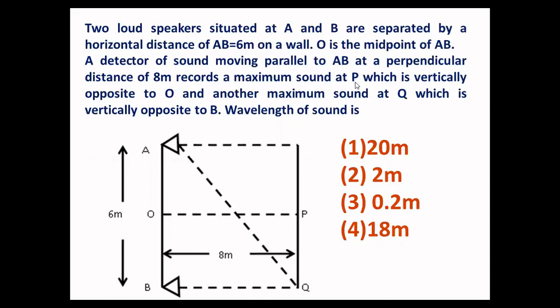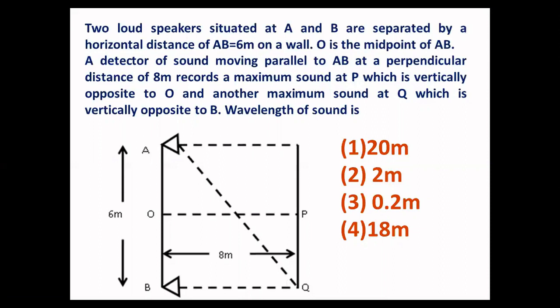Let us move on in the problem. It records a maximum sound at P, which is vertically opposite to O, and another maximum sound at Q, which is vertically opposite to B. So another maximum sound is heard here. Remember, this is a JEE level problem, but no calculator is needed, not even a pen. You can solve it now if you have understood what interference is.